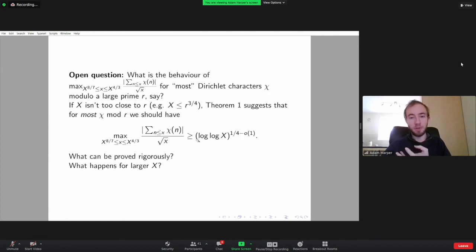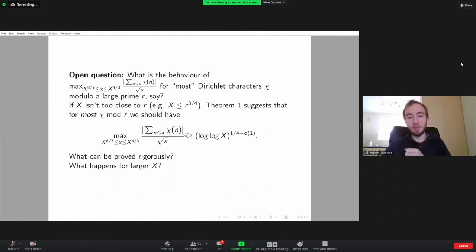So I would conjecture that this should be true. So for 99% of Dirichlet characters modulo some large prime, the sum should get as big as log x to 1/4 times the obvious guess, the standard deviation. So the questions here are, what can be proved rigorously? You should be able to get something for some range of little x just by mimicking the proof from the random case, but you certainly couldn't, by any obvious modification of that proof, do the case where little x is, let's say, r to the power 0.1. I would still expect this to be true, but there's no obvious method to attack that.